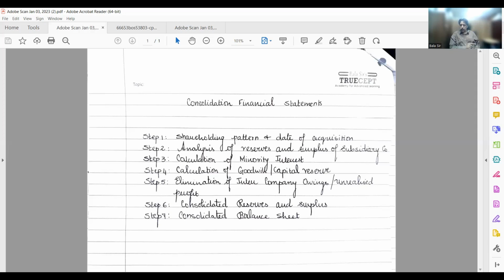You have to follow the same 6 steps plus the balance sheet. Of course, there is one example where you're going to make a CPL. What is CPL? Consolidated profit and loss. Anyway, guys, just pause the recording and jot down these 7 steps in your notebook.